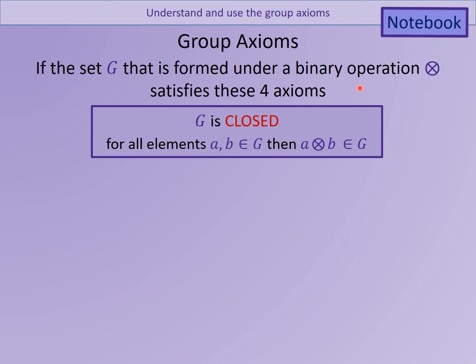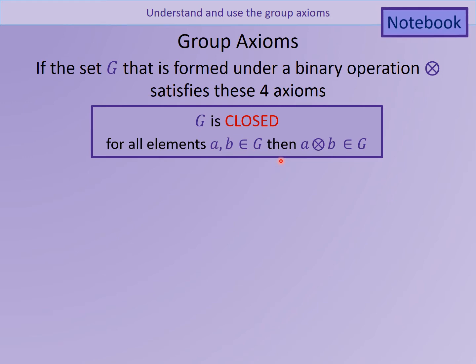Now, what we mean by G is closed is that every single element in G, when you do the operation to any two elements in G, and it could be the same element, it doesn't matter which ones they are, so A and B could be the same, what you end up with is a result that's also in G. You never get an answer that's outside of G. So if that's true, then G is what we call a closed set. Any two elements, do the binary operation, the answer you get out is also in G.